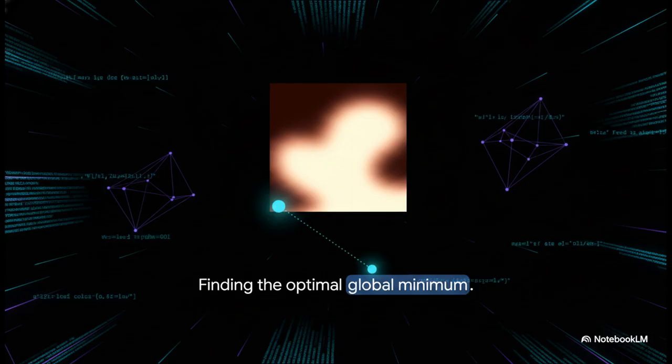The algorithm is continuously recalculating the downhill direction and adjusting parameters. Once the loss hits its lowest possible point, the network has successfully mapped X to Y with the highest possible mathematical accuracy. At that point, your model is considered completely trained.